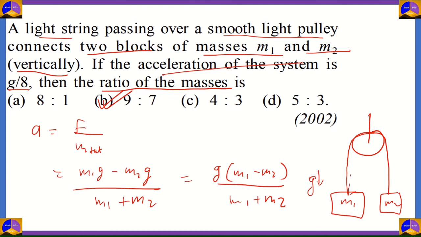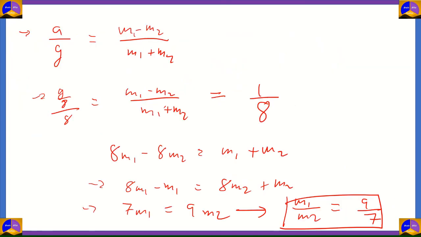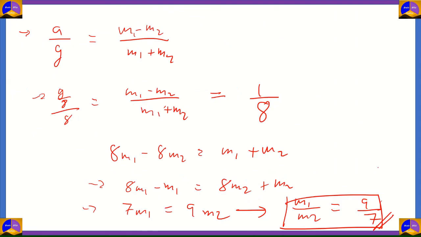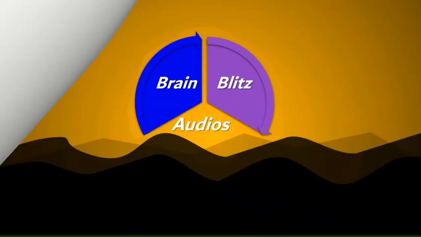And we found that out by using the formula for acceleration of one of the masses in the system. So this system of pulleys is the vertical system, where a pulley hangs, and then you have masses attached by a light string, which is passing over the pulley. So 9 by 7 is the correct answer. Option B is the correct option for this question asked in 2002.